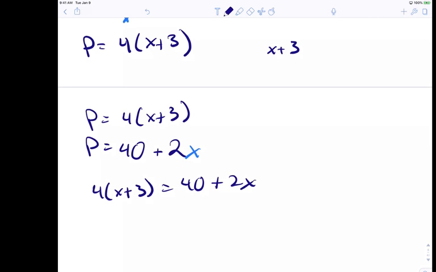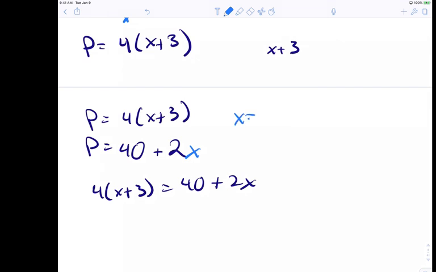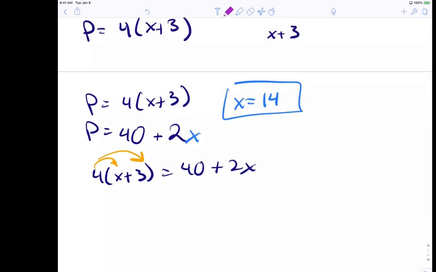All right, so one of the claims is that x equals 14. Well, let me see what happens. If I were to do this, I would distribute, right? And I'll continue in purple. So then I'm gonna get 4x plus 12 equals 40 plus 2x.